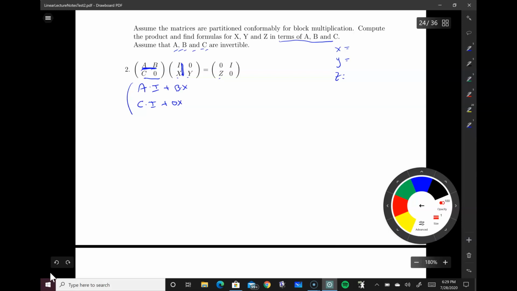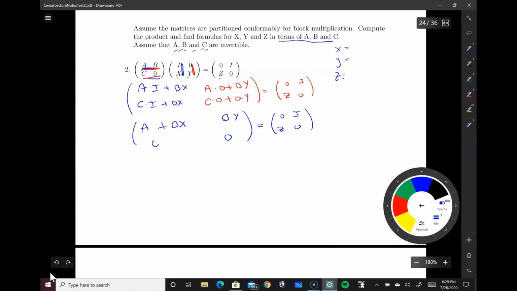All right, so let's move on to this first row times this second column. I have A times 0 plus B times Y, and then this gives me C times 0 plus 0 times Y. And this is all equal to 0, I, Z, 0. All right, so let's look. I'm going to clean this left-hand side up a little bit. So I have A plus BX, and this is just C. This here would be BY, and this is 0. So it's equal to 0, I, Z, 0.